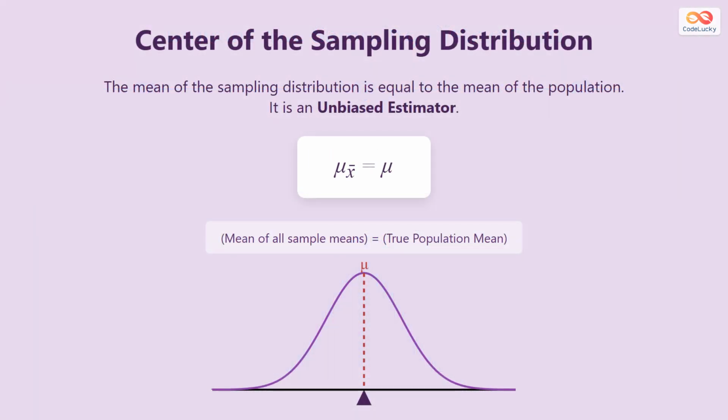This distribution has some fascinating properties. The first is its center. The average of all your possible sample means will equal the true population mean. This is why we call the sample mean an unbiased estimator. It does not consistently overestimate or underestimate the truth. On average, it hits the target exactly.